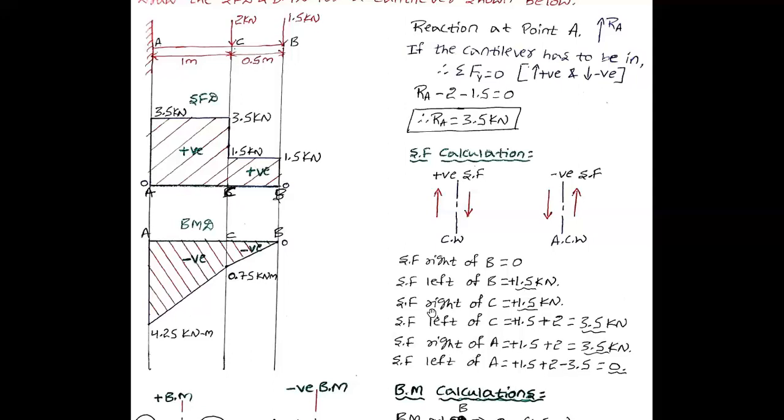Now shear force right of C. At right of C it is 1.5. To the left of C it is 3.5. At point C, one more is 3.5. Now join these 2 points.